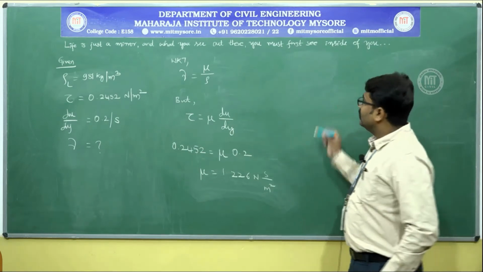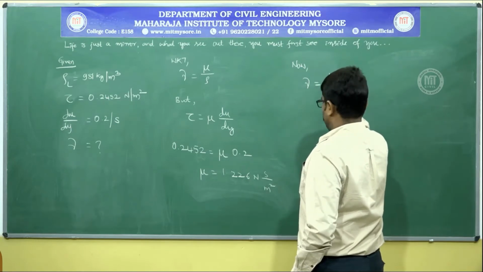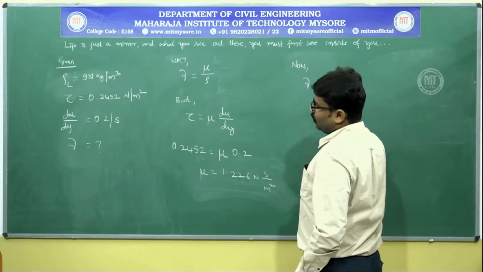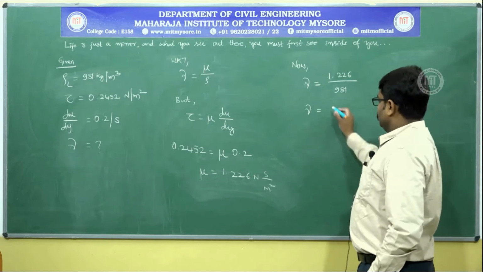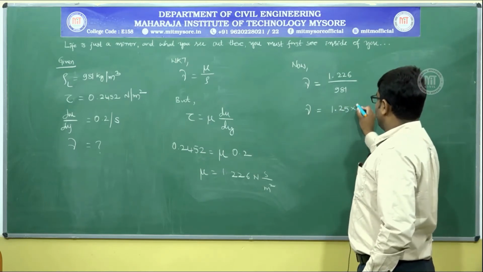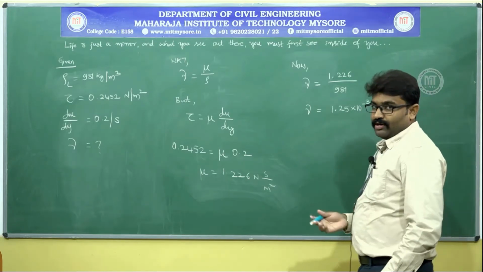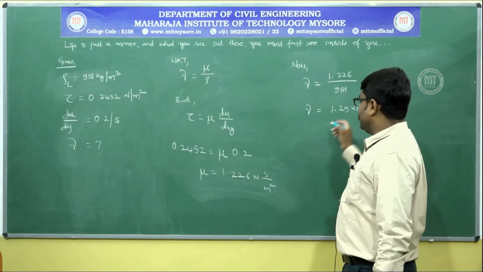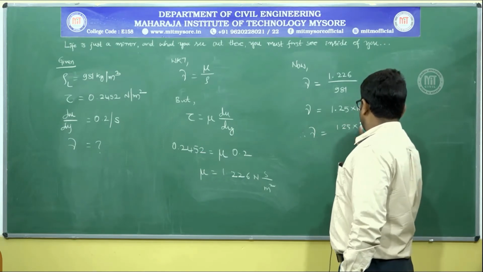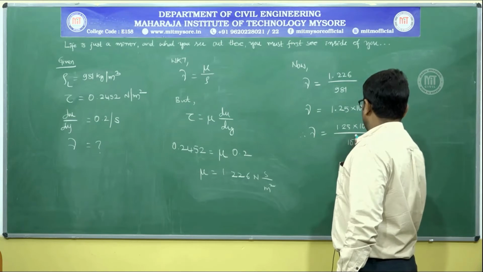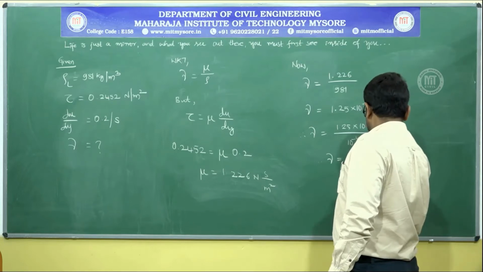Now you can apply this in the equation of nu. Nu is equal to 1.226 divided by rho. Rho of the given liquid is 981. That gives 1.25 into 10 power minus 3 meter square per second. If you want, you can keep this in Stokes. How do I do it? Divide it by 10 power minus 4. So it is nothing but 1.25 into 10 power minus 3 divided by 10 power minus 4. Therefore, nu is equal to 12.5 Stokes.